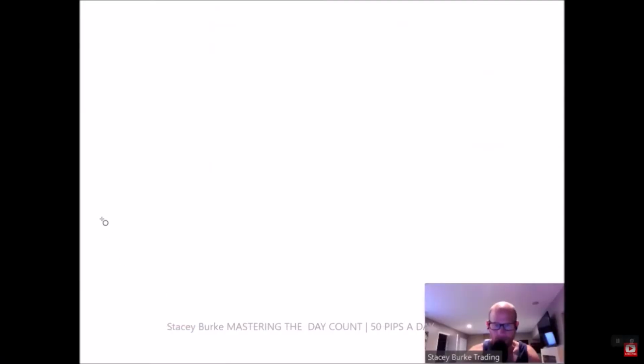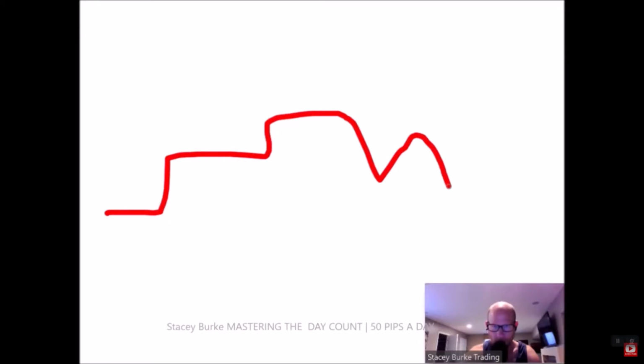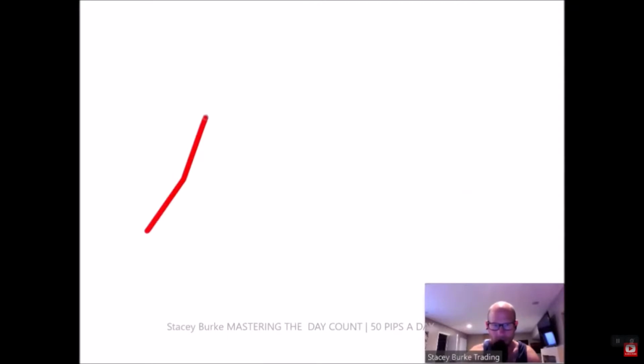the simplest thing to understand is the stair step. Day 1, day 2, day 3, we can see a break in structure and a reversal possibility. Now it doesn't always have to play out like this. Obviously we can get day 1, but what we talk about is Monday, Tuesday often will set the high and the low for the week.